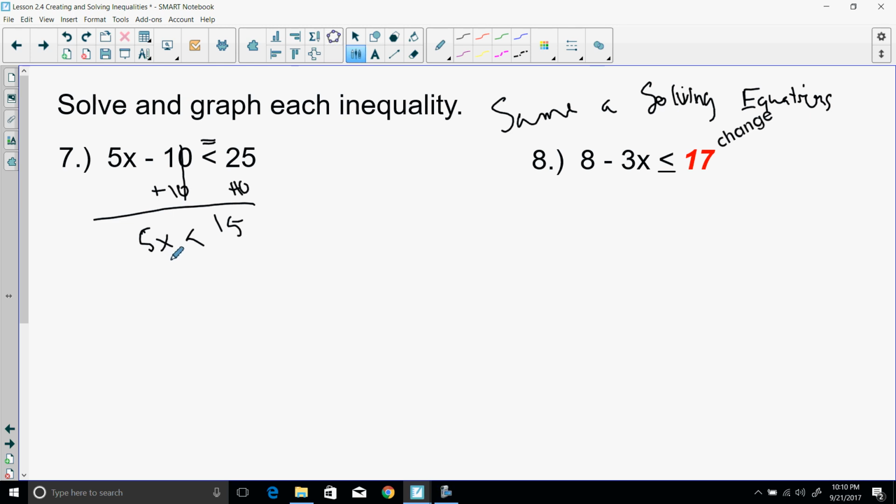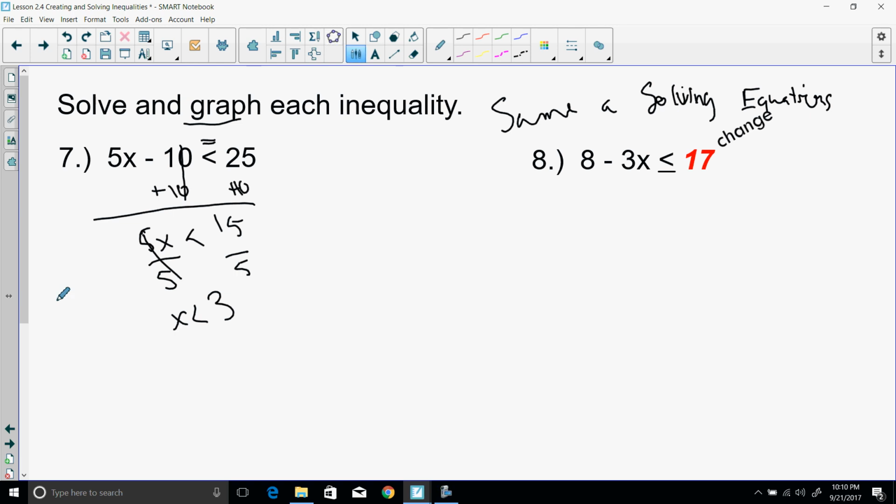All right, what would I do if it was an equation? I would divide by 5. That step is still the same here. So my 5's cancel out. I get x is less than 5. 15 divided by 5 is 3. Awesome. Now, there's a thing about graphing that we can do with inequalities.